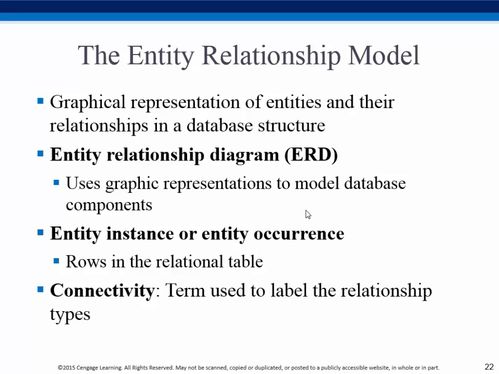Alright. The entity relationship model is a graphical representation of entities and their relationships in a database structure. The entity relationship diagram uses graphic representations to model database components. Your entity instance or entity occurrence is rows in your relational table, and connectivity is a term used to label the relationship types. The name of the relationship is usually an active or passive verb. For example, a painter paints many paintings, an employee learns many skills, and an employee manages a store. Okay, that gives you your connectivity.